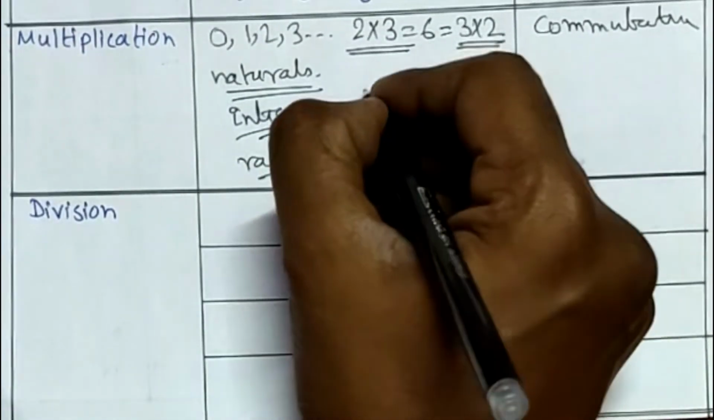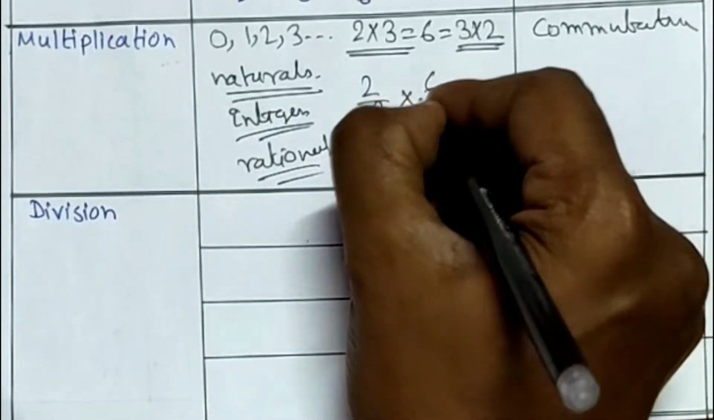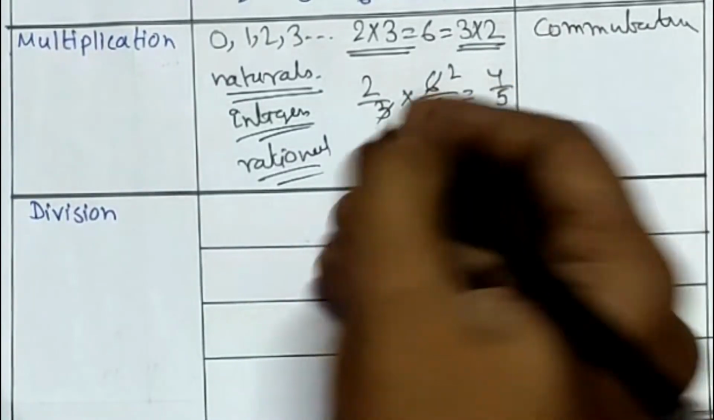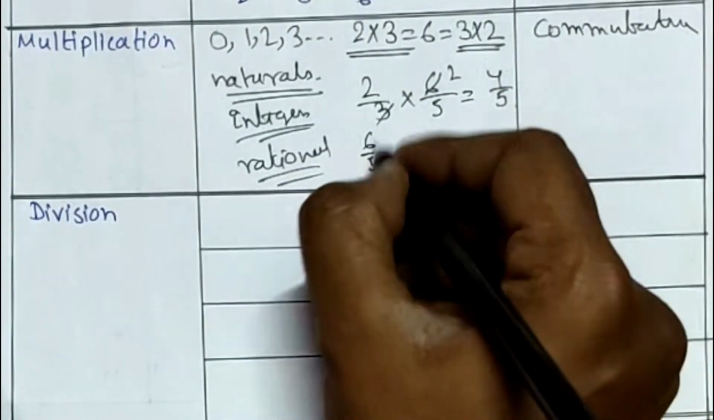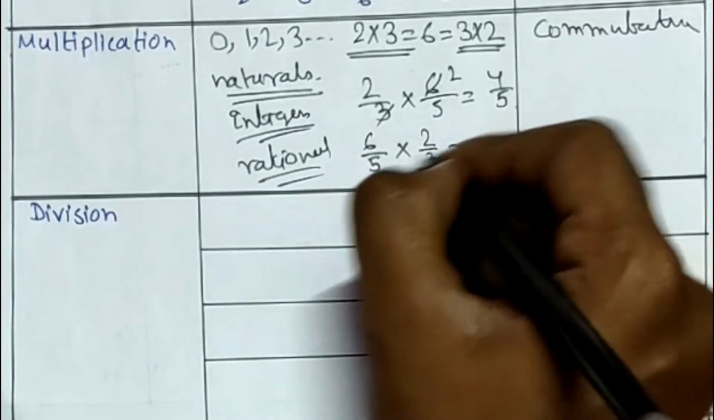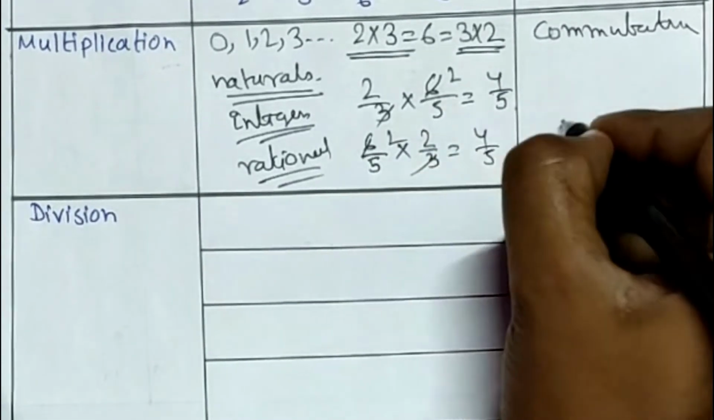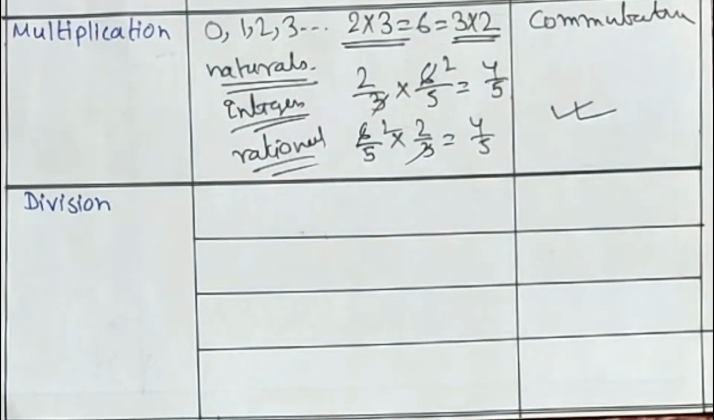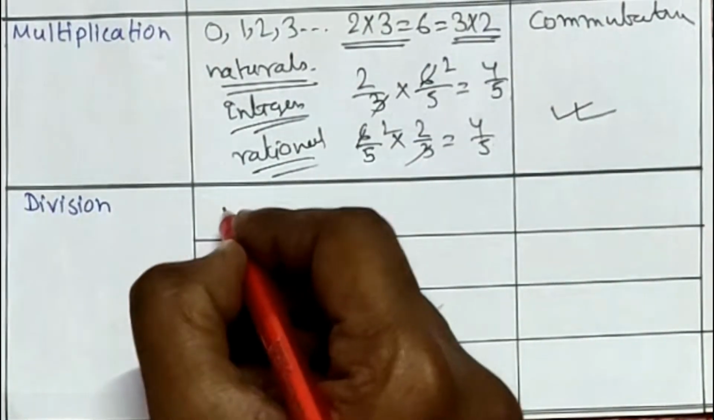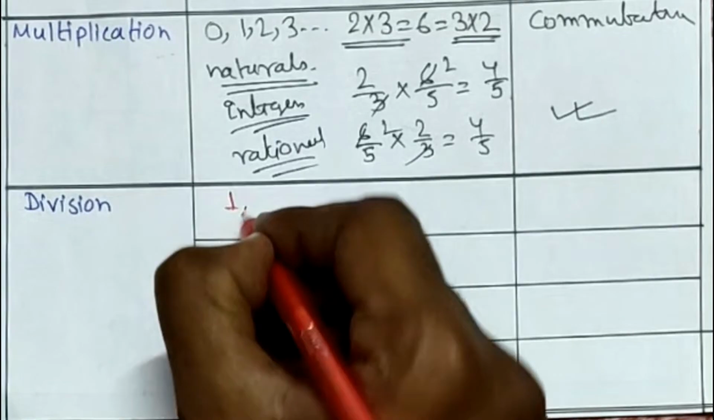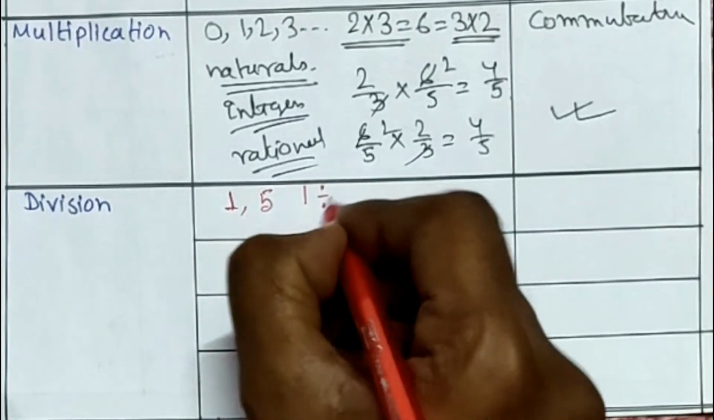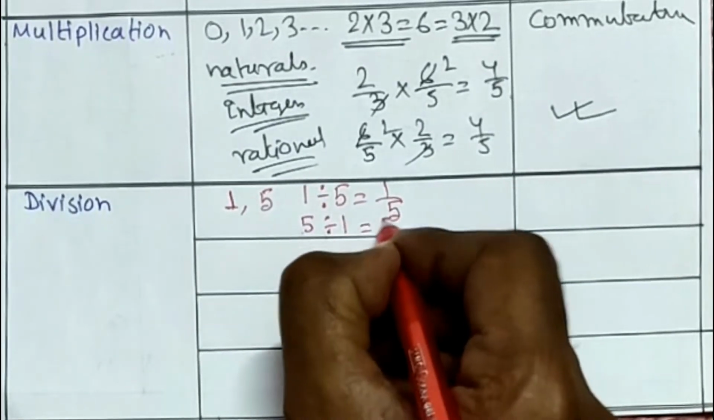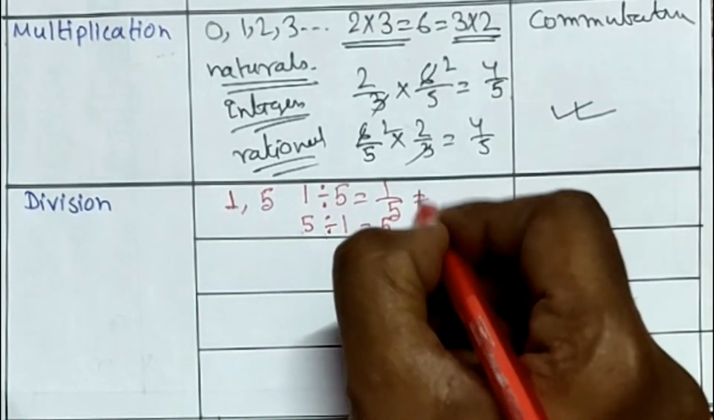How? For rational numbers, take an example, 2 by 3 into 6 by 5, and this gives us 4 by 5. Taking backward, that is, at first write 6 by 5, then 2 by 3, multiply them, then this gives us 4 by 5 also. So all the numbers are commutative under multiplication. Clear? Now for the operation division, for whole numbers, suppose we are taking 1 and 5. Now divide them. 1 divided by 5 equals 1 by 5, and 5 divided by 1 gives us 5 only. So clearly 1 by 5 is not equal to 5.